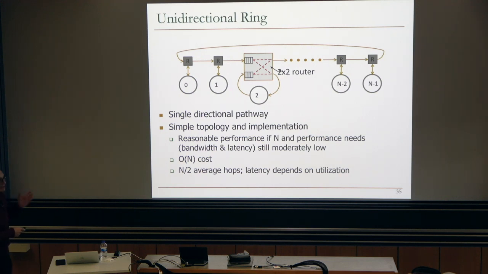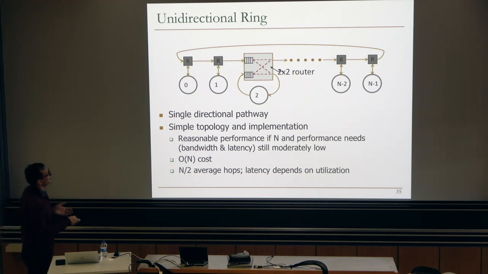Essentially, this is a unidirectional ring, which means that you have a single directional pathway. You can go from only left to right, let's say, or clockwise in this case, or counterclockwise. And these are the routers that we have, and these are the nodes. Basically, the nodes need to connect to the link with some sort of router, right? And that's essentially the 2x2 router that we've been seeing before.